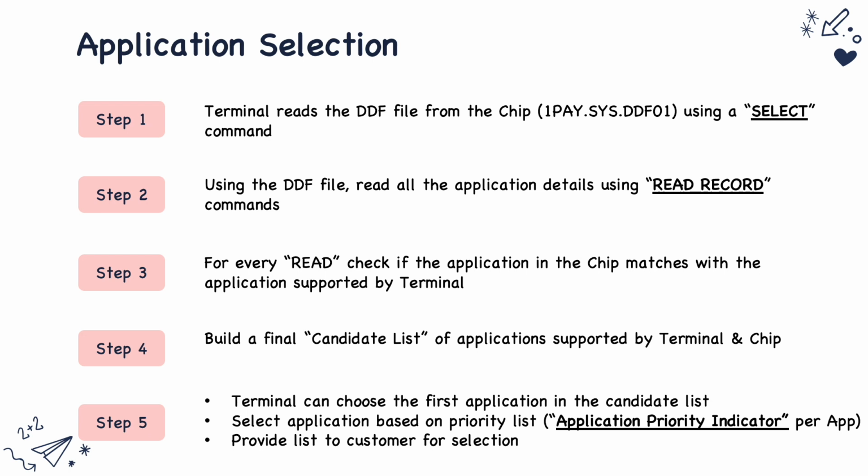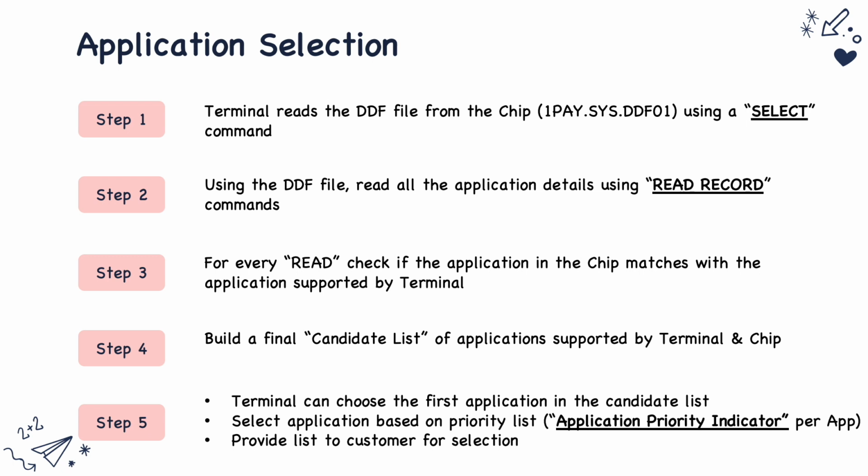For every read that is performed from the chip, the terminal checks if that particular application is supported by the terminal. Let's take an example. The terminal, say, accepts only Visa and MasterCard, but the chip possesses Visa and a Discover application. So when the terminal reads that the chip has a Discover application, it would discard that particular application because the terminal does not support it. This is all done using the AIDs.